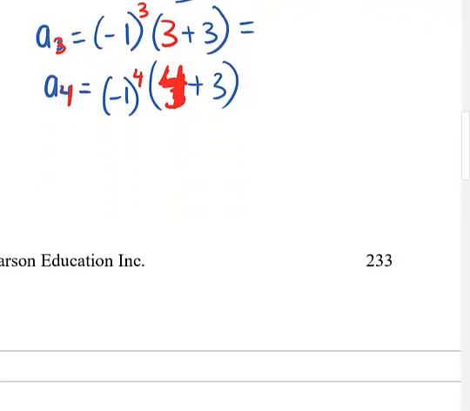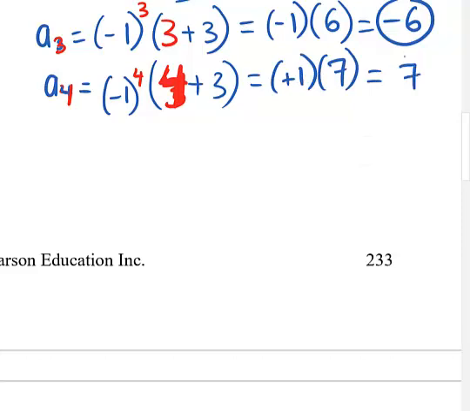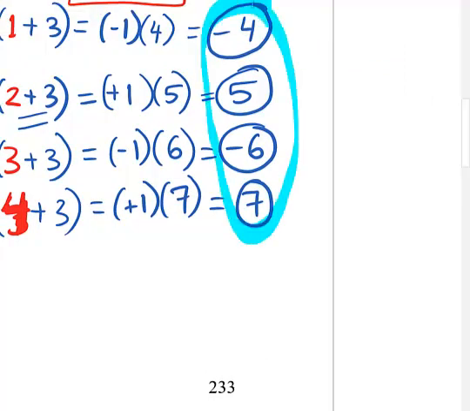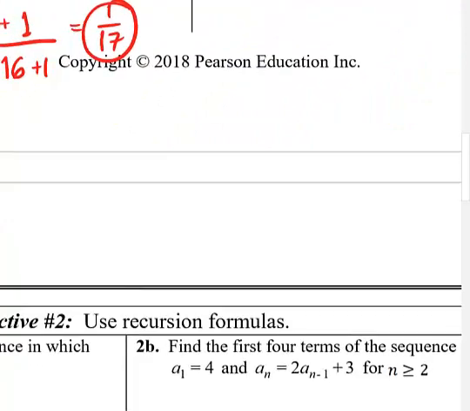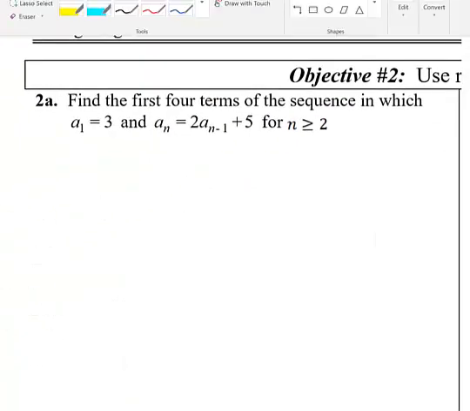The third term of the sequence, negative 1 to the third is negative 1 times 3 plus 3 is 6. So negative 6 is your third term. And the fourth term, negative 1 to the fourth is positive 1 times 4 plus 3 is 7. So that makes 7 total for the fourth term. So there are our first 4 terms of the sequence. It's negative 4 and then 5 and then negative 6 and then 7. Not too bad, huh? And once you get the hang of it, it's not so bad. It's pretty similar to functions.